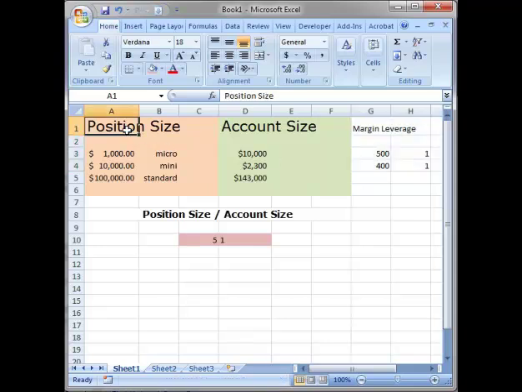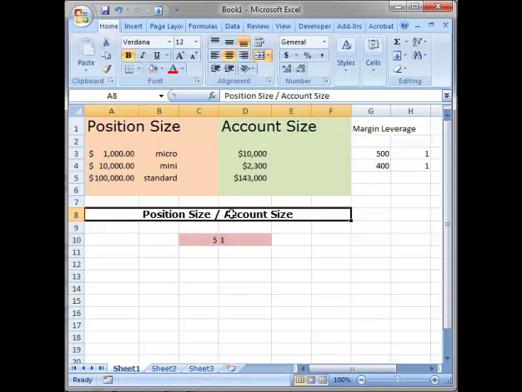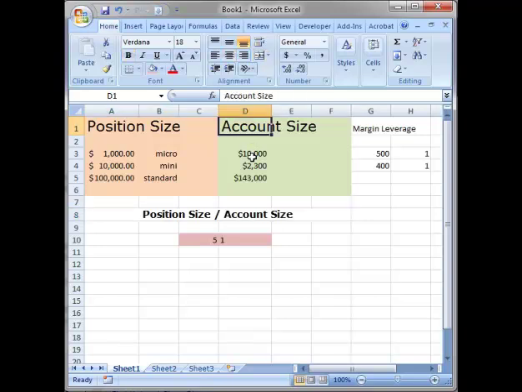To demonstrate what your position leverage should be, you should not be any higher than 5 to 1. And how do we get that? Well, we take our position size and we divide by our account size. Okay, we're going to go through a few examples with different account sizes. You can see we have a $10,000, a $2,300, and a $143,000 account. We're going to look at some trades and figure out what kind of leverage we should be using with our account size. Okay, so first of all, how do we calculate that? We'll go through some examples.